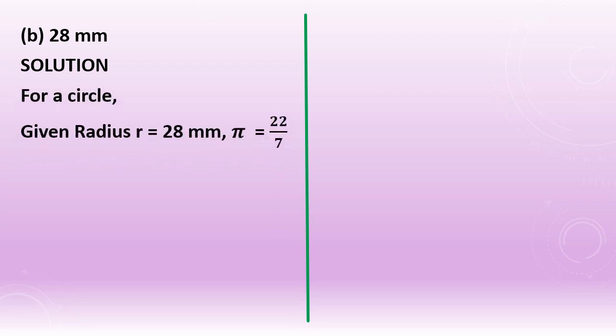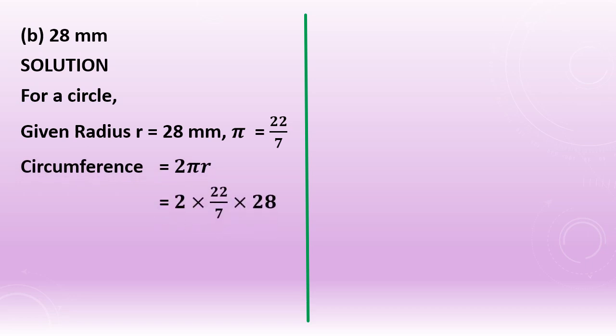Next question, the radius is given as 28 mm and pi equals 22 upon 7. Circumference of a circle equals, children, do you remember the formula? Radius is given. What is the circumference of a circle? Yes, it is 2 pi r. Substitute the value: 2 into 22 upon 7 into 28. 7 and 28 can be cancelled. In the numerator we get 4 and in the denominator 1. So 22 into 8 gives 176 mm, which is the circumference of the circle.